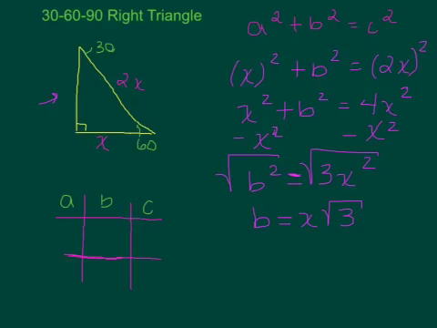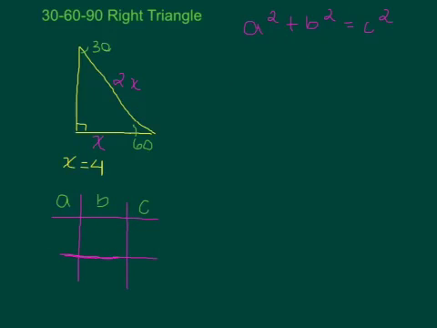A, or the short leg, we'll say is just x. B, the longer leg, is x square root of 3. And again, A is across from the 30, B is across from the 60-degree angle, and C, across from the 90, is 2x. Okay, so let's do an example where we need to find two side lengths when we're given one side length. So in this case, we know that x equals 4.